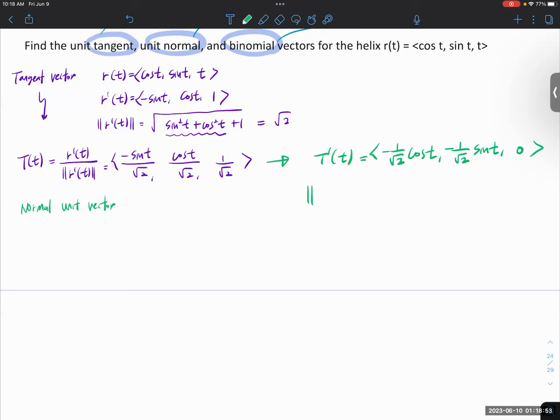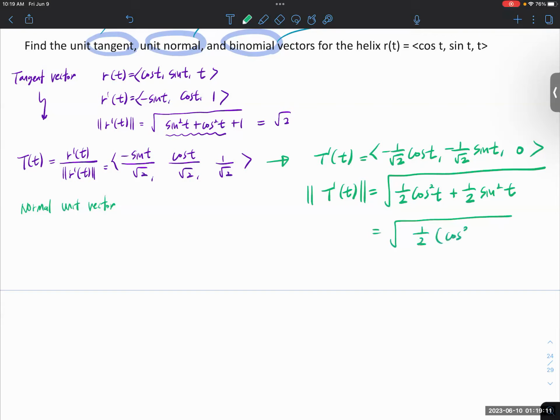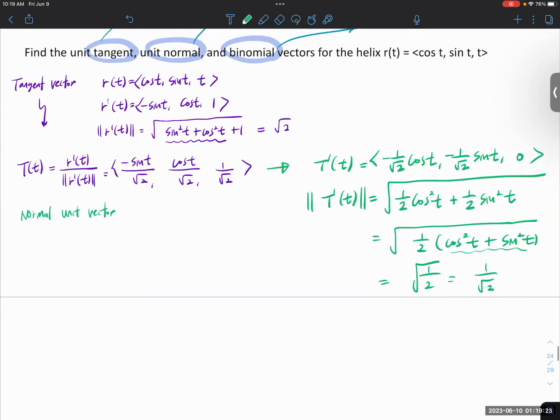And then you can find the magnitude. If you calculate that, what happened? It's going to be 1 over 2 cosine squared t, 1 over 2 sine squared t, correct? So this is going to be 1 over 2 times cosine squared t plus sine squared t, which is 1, so the magnitude is 1 over radical 2. So we found all the information to find the unit vector.